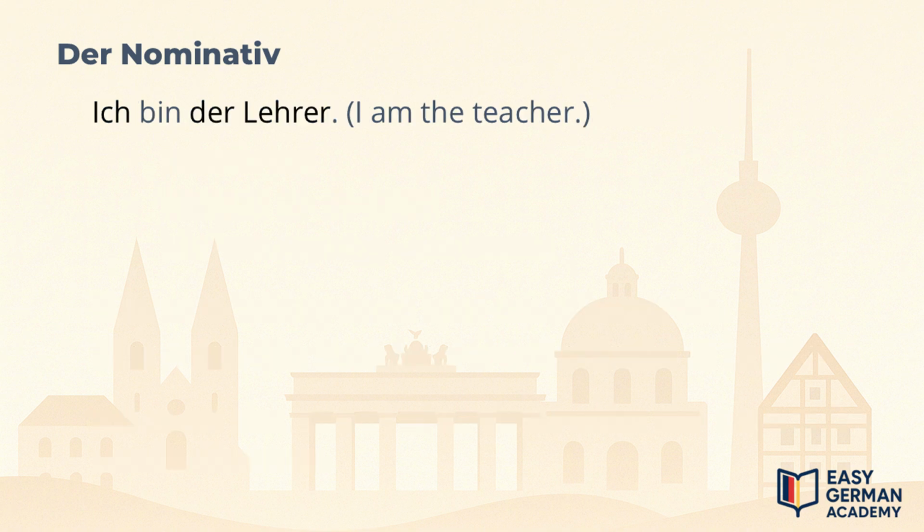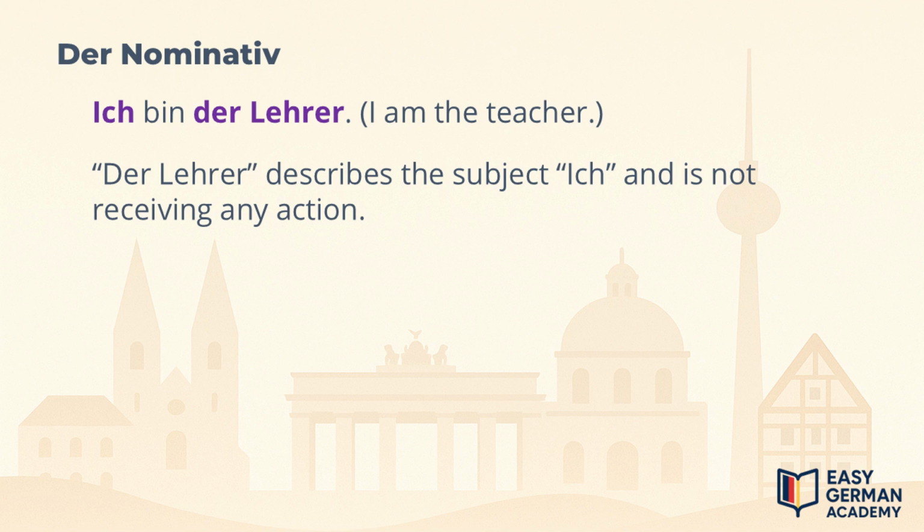Ich bin der Lehrer. I am the teacher. Both ich and der Lehrer are in the nominative case. Why? Because the noun der Lehrer comes after bin, which is the first-person conjugated form of the verb sein, and it only describes the subject, ich. It is basically expanding more on the subject ich, saying that I, or ich, is der Lehrer, the teacher. There is no receiver of the action of the subject here, because the verb sein is not performing any action.